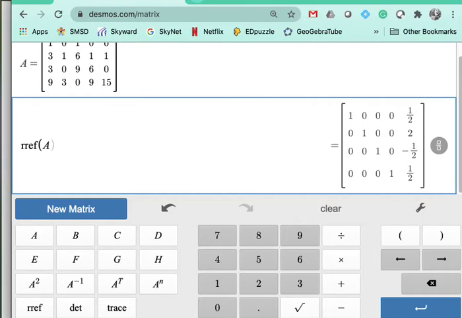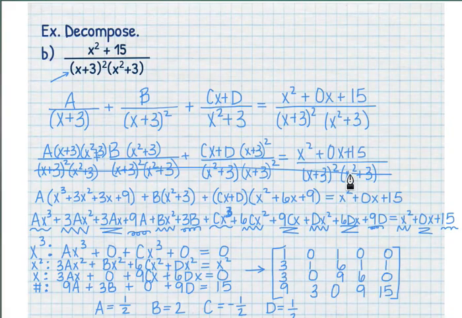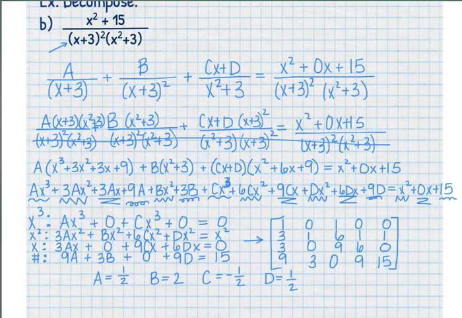So here from our reduced row echelon form, we have figured out that A, that first blank, is equal to 1/2. B, that second blank, is equal to 2. C, that third blank, is equal to -1/2. And D, our last blank, is equal to 1/2. So there's what we know so far.